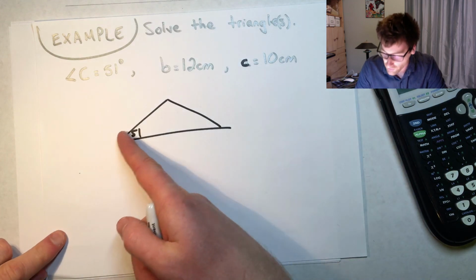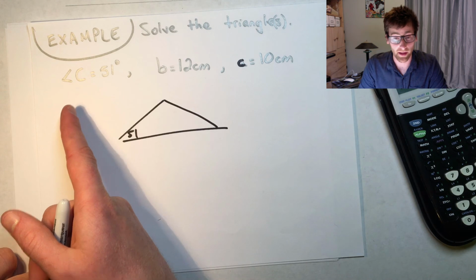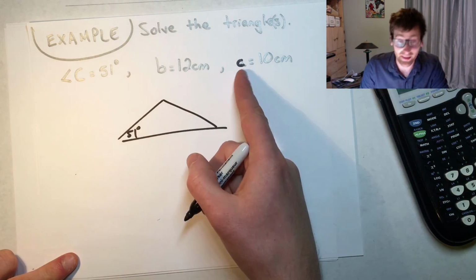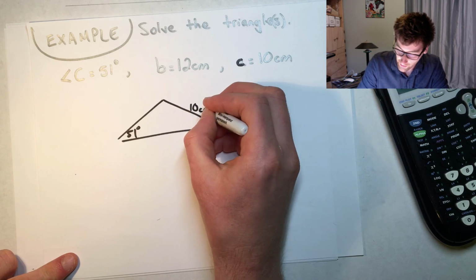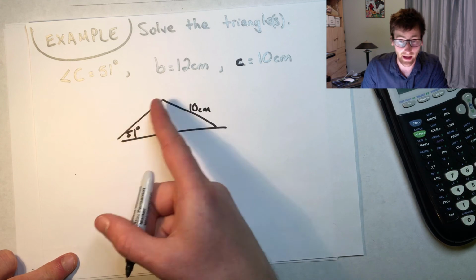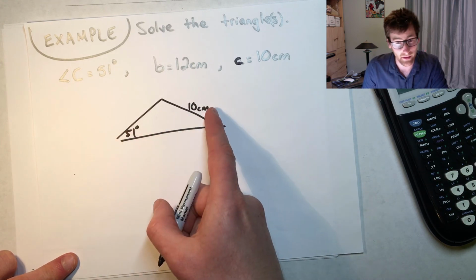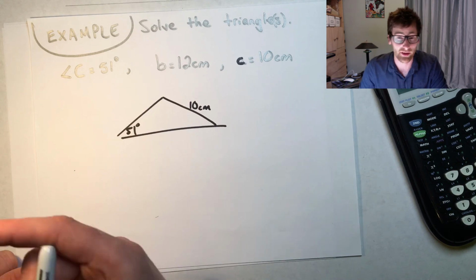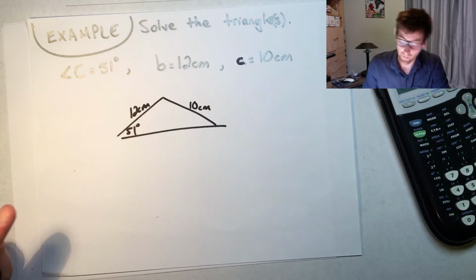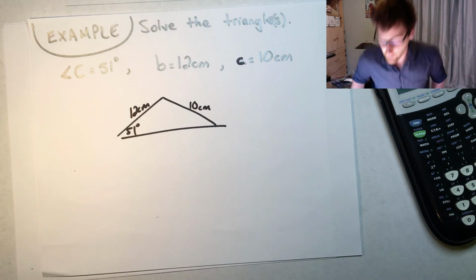Here I've started to draw, again, the same triangle, and we have this information here. So C is 51 degrees. We have the little c across from it is 10 centimeters. And then B I'm going to put in between because I need ASS. If I put it down there, it still would be ASS, but I want to put it up there so that all my triangles are the same. So we have 51 degrees, 12 centimeters, and 10 centimeters.